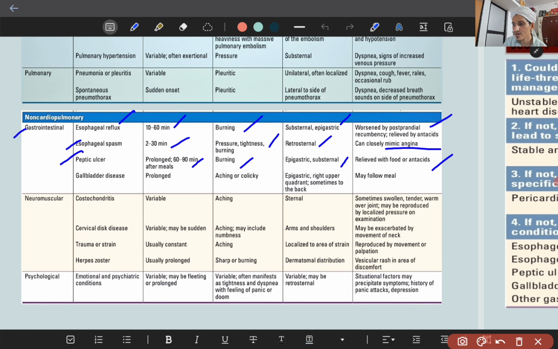Gallbladder disease: prolonged pain, colicky, and it will be associated with vomiting, right hypochondriac mostly. It can be epigastric, right upper quadrant, sometimes to the back. It follows the meal. So every GI cause will be related to meals. GI causes are either reflux, spasm, peptic ulcer, or gallbladder.